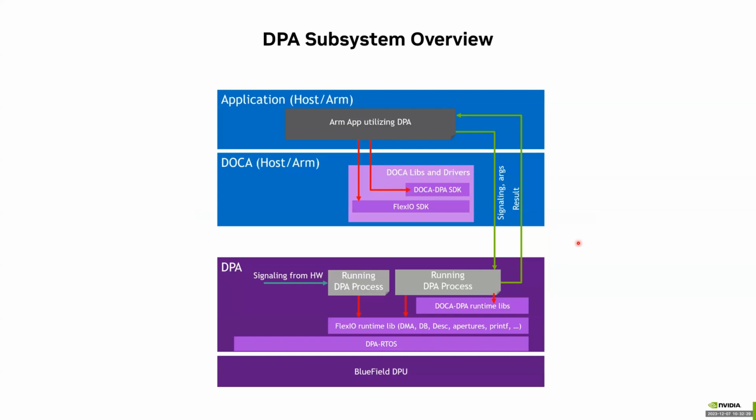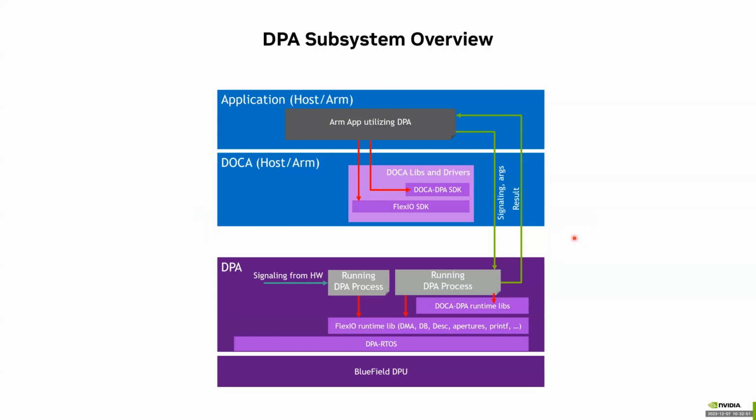Let me quickly introduce the DPA subsystem. So basically, DPA is an event-based architecture. The idea is that on the application side, you define some event handlers that you write in C. So this is application code. It's not like higher privileged code. And then you specify some events to which you want to bind these event handlers.